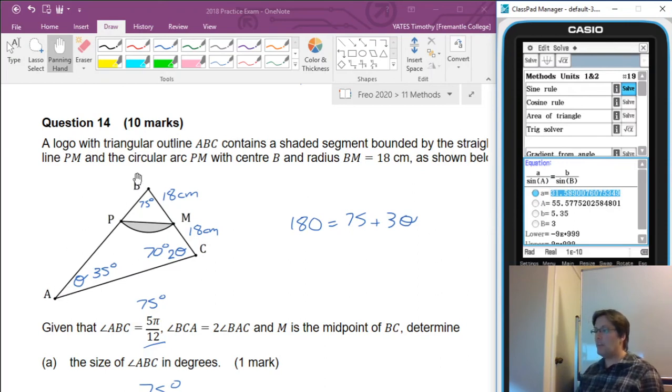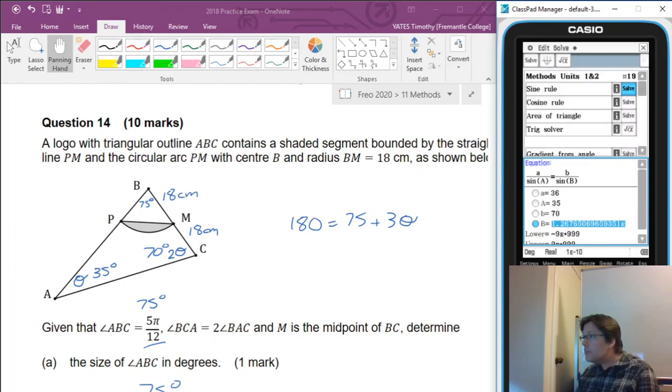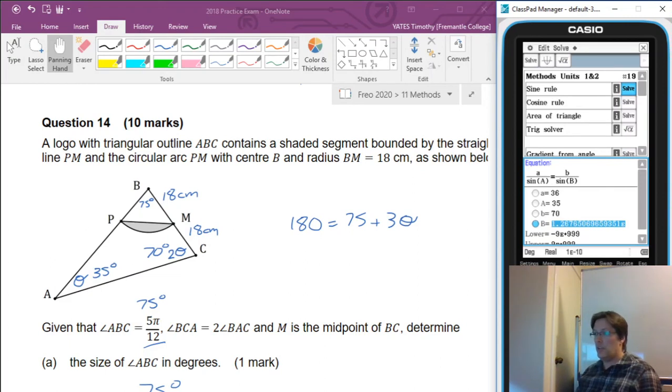Our angle there is 35. Our distance there is 36, the one opposite. I'm going to make sure it's in degrees here because that's what I'm working with. I want to find this one over here. So this is going to be 70 on this side, and we're trying to work out the opposite side there. Let's just have a look. Let's try this again. So the angle is 35. That distance is 36. That one is 70.